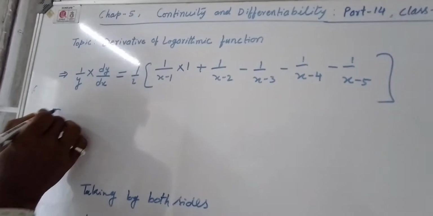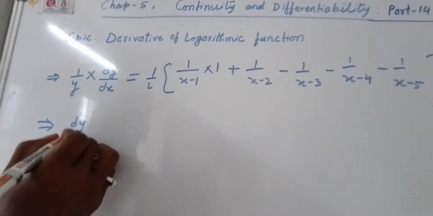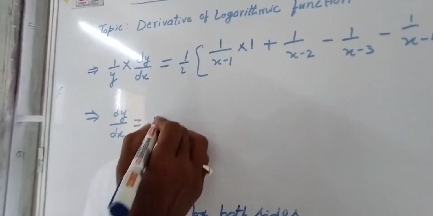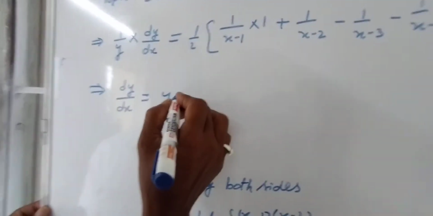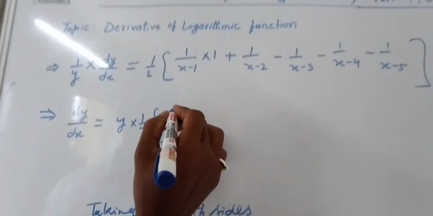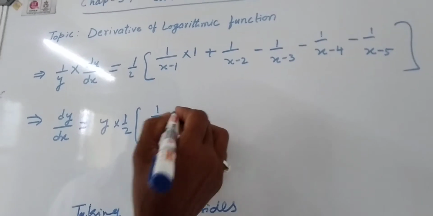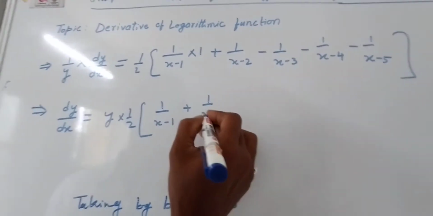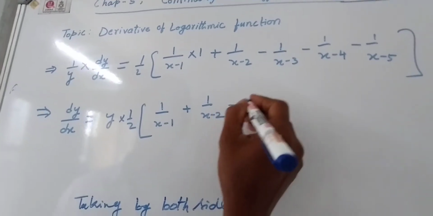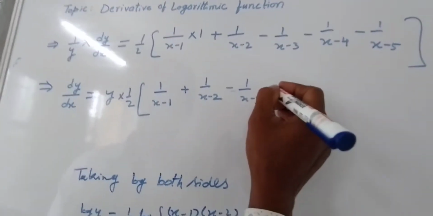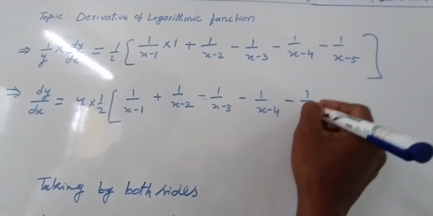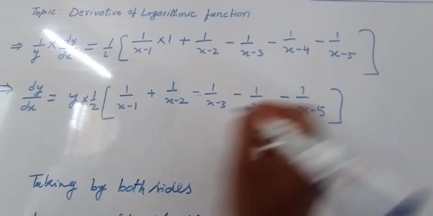So dy by dx equals to y into 1 by 2 and 1 by x minus 1 plus 1 by x minus 2 minus 1 by x minus 3 minus 1 by x minus 4 minus 1 by x minus 5.